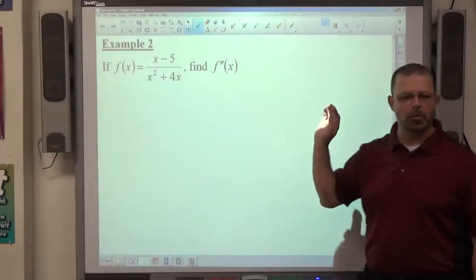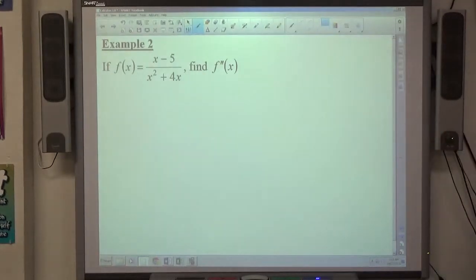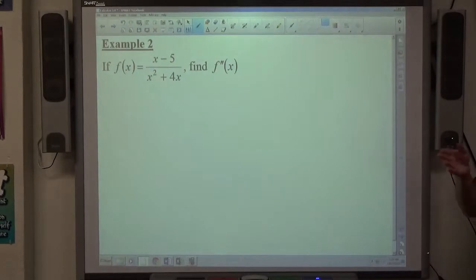I forgot to really harp on that too much. We just got out of implicit functions. Now we're doing explicit functions again. We're going to do implicit differentiation with second derivatives here in the next couple of days. We're doing explicit functions today.